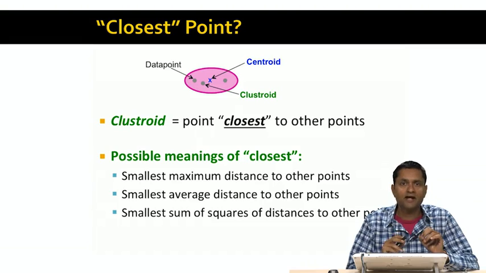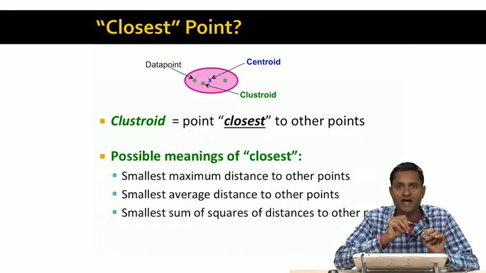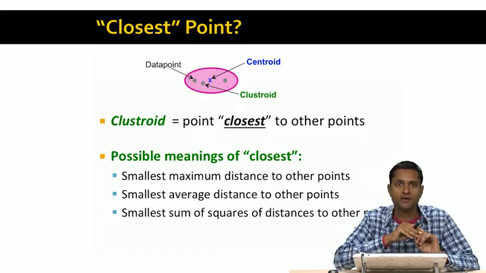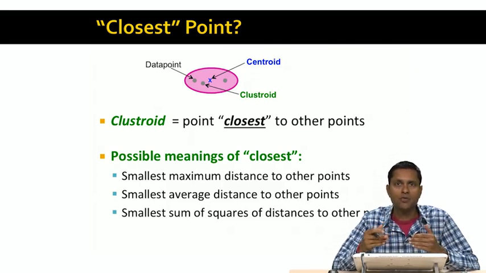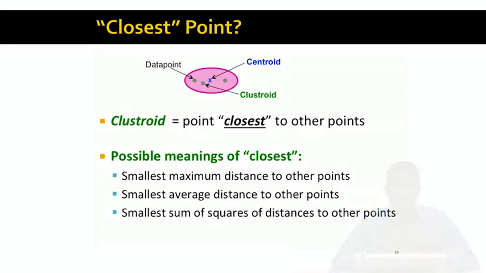Instead, we might look at the point with the smallest average distance to the other points. Or we might look at the point with the smallest sum of squares distance to other points and pick that as a clusteroid. Depending on the application, one or the other of these notions of clusteroid might make more sense than the others.